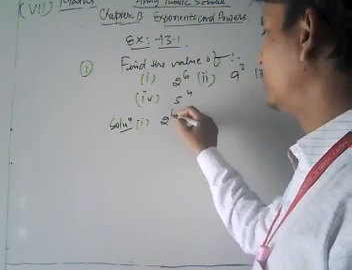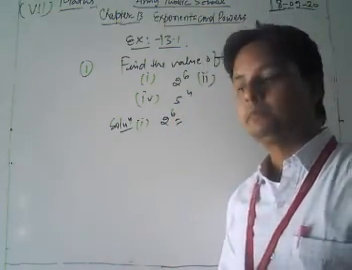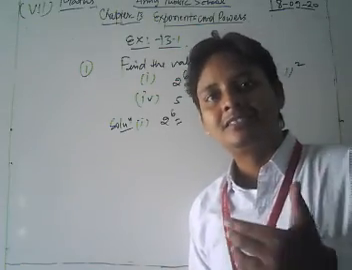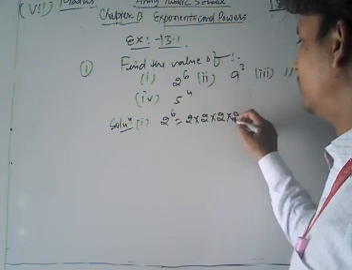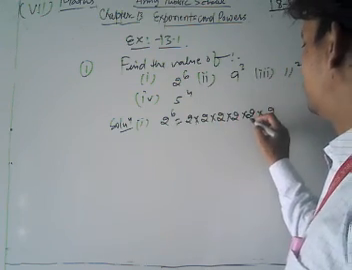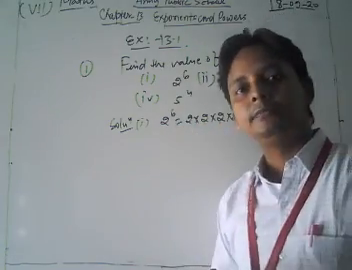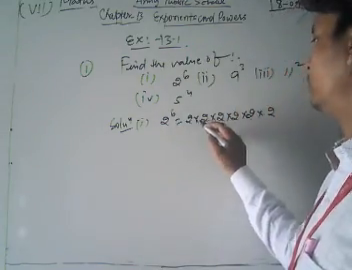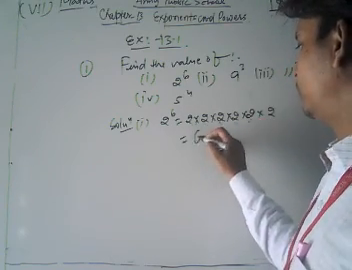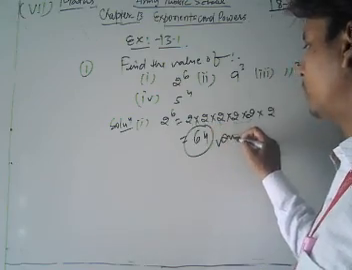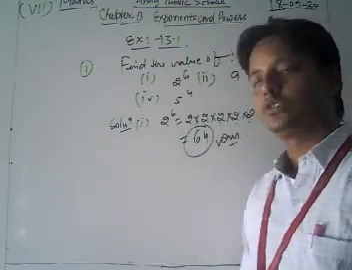Here we have 2 to the power 6. Dear friends, here the power is 6, so we write 2 six times: 2 into 2 into 2 into 2 into 2 into 2, 1 2 3 4 5 6. Now 2, 4, 8, 16, 32, 64. So we get the value of 2 to the power 6 is 64. So this is the required solution of this question.